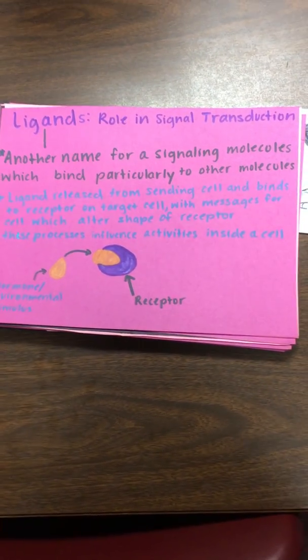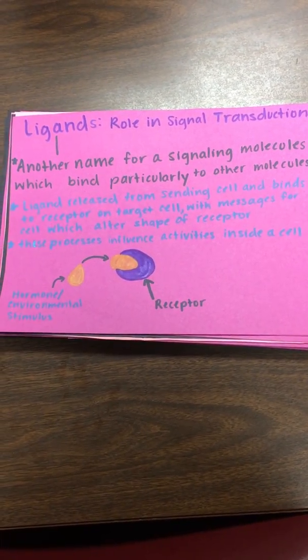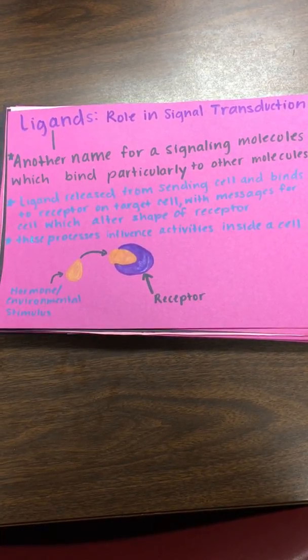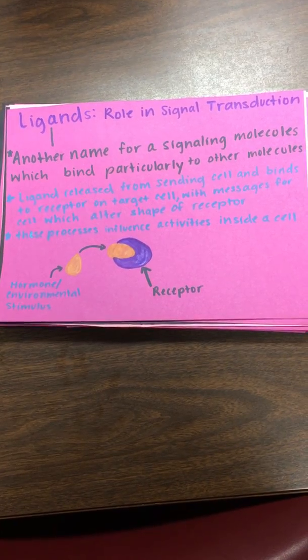A ligand is a signaling molecule that binds to the receptor of its target cell. The message carried by a ligand is relayed through a chain of chemical messengers inside the cell to influence the activities inside.